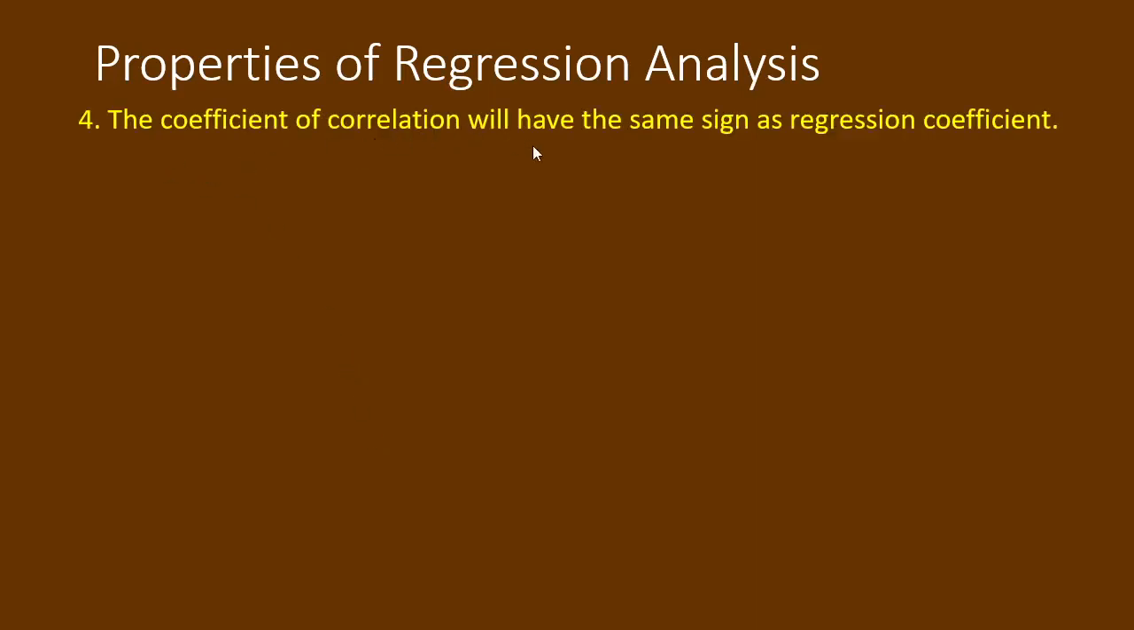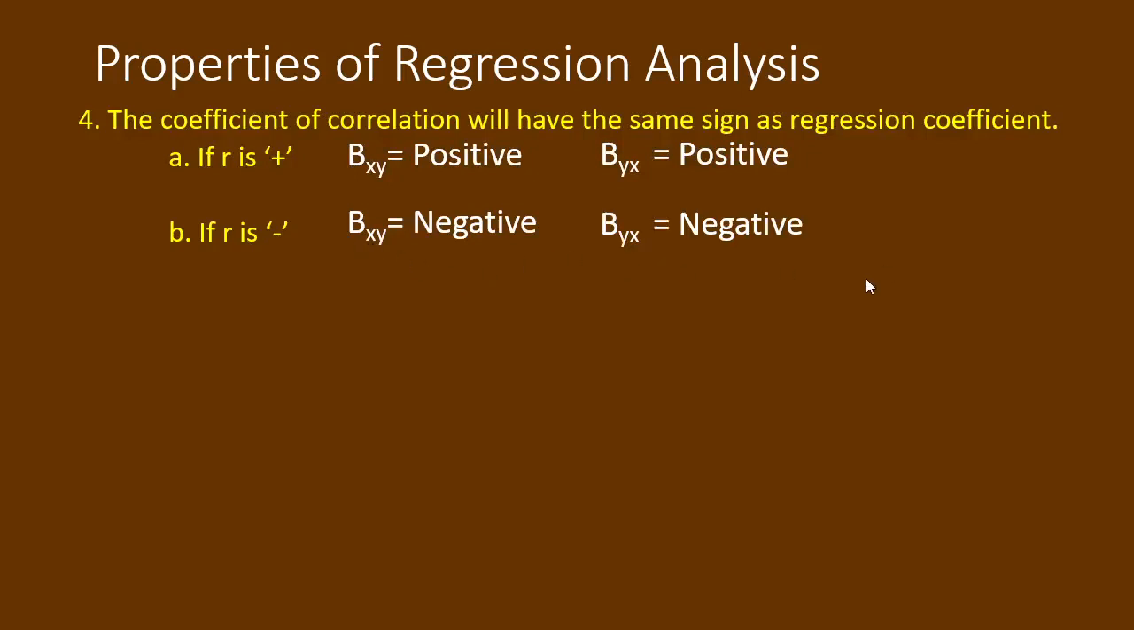Fourth one: the coefficient of correlation will have the same sign as the regression coefficients. If r is positive, bxy should be positive and byx should be positive. And if the correlation coefficient is negative, bxy and byx should be negative. All the three terms should share the same sign. If r is negative, bxy cannot be positive and byx cannot be positive.